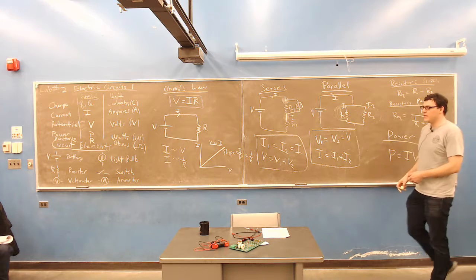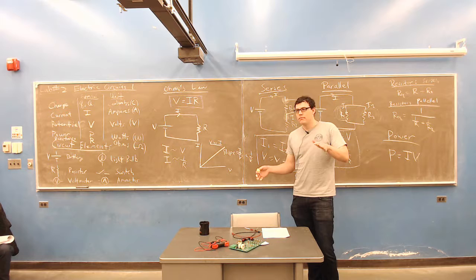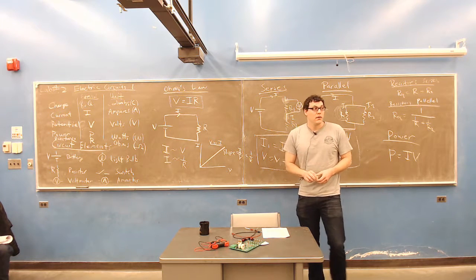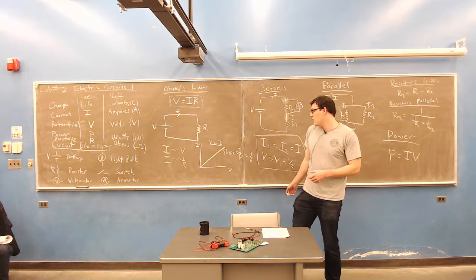And the brightness of the light bulb is proportional to the power. So if you double the power, you sort of double the brightness of the light bulb. All right, any other questions? All right, you guys can get started.